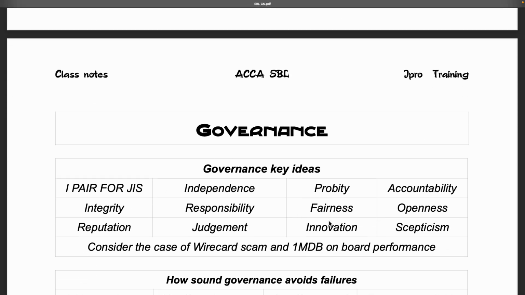You can also say that their judgment has a problem. Their judgment has a problem. Their independence has a problem. The board of directors currently has problems in independence, judgment, and innovation. Those are the areas where you can discuss the issue, and maybe the lack of accountability on their performance. These are all the areas you can talk about.